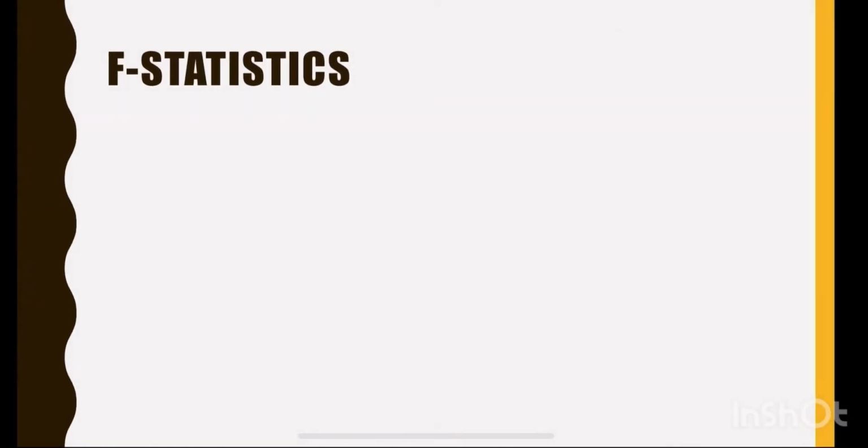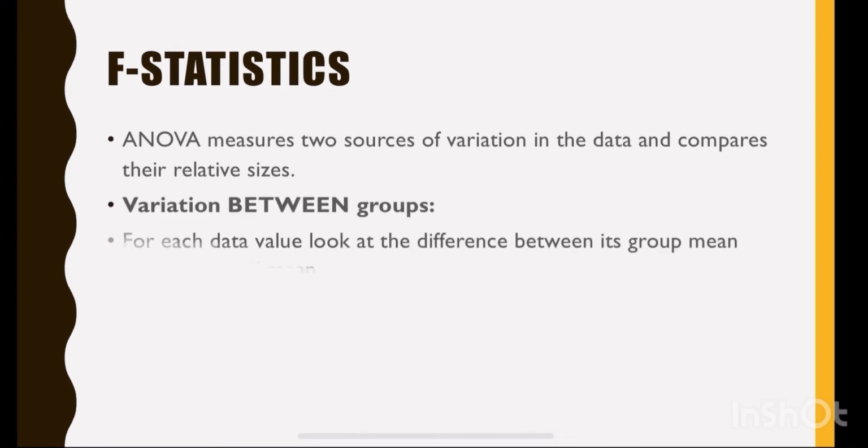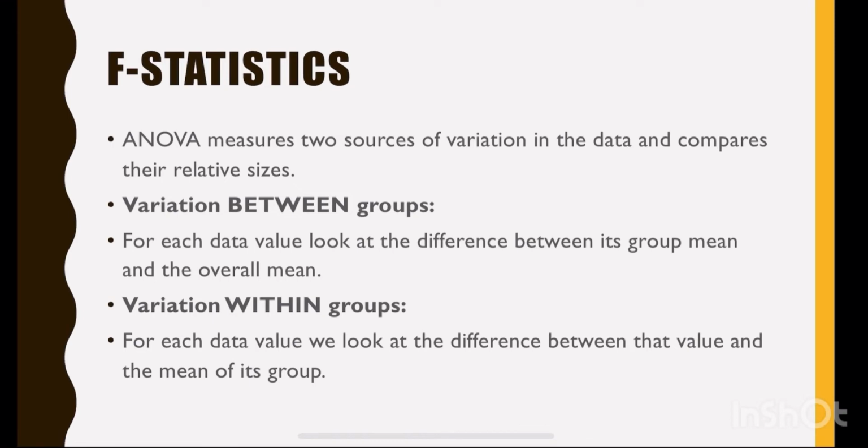F statistics. ANOVA measures two sources of variation in the data and compares their relative sizes. Variation between groups means for each data value, we look at the difference between its group mean and the overall mean. Next is the variation within groups, which means for each data value, we look at the difference between the value and the mean of its group.